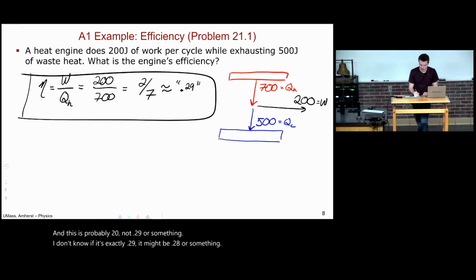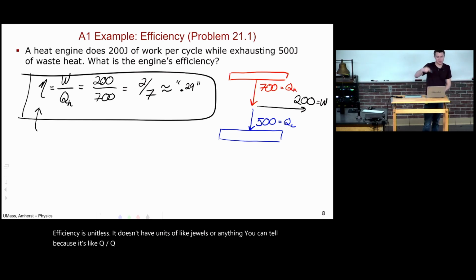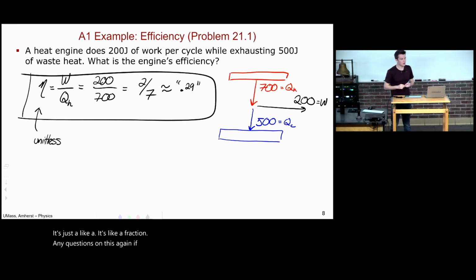Okay, and just a remark, efficiency is unitless. It doesn't have units of joules or anything. You can tell because it's Q over Q, an energy divided by an energy, so it's unitless. It's just like a fraction. Any questions on this? Again, if you drew the diagram, it should be pretty straightforward.